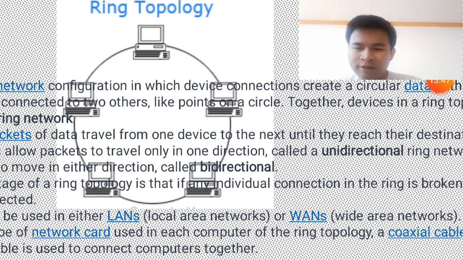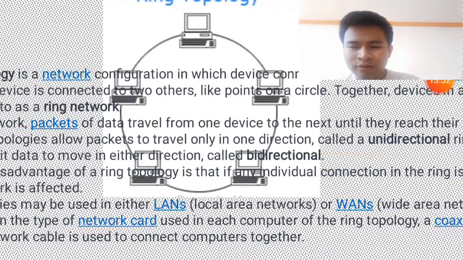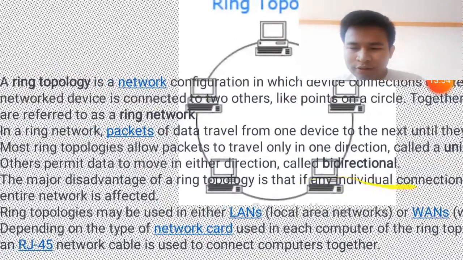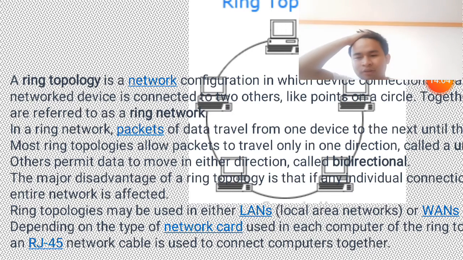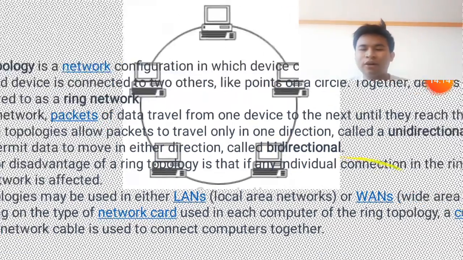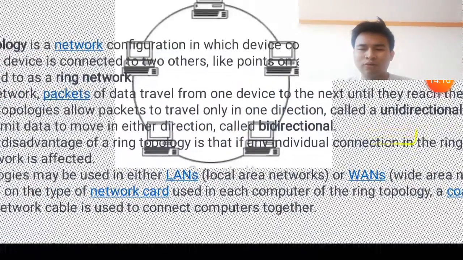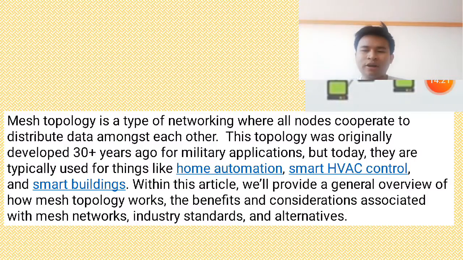This is called one direction only, a unidirectional ring network, as you can see in this description of the topology. The other permits data to move in either direction, and they call it bidirectional. So with this bidirectional, if you cut one wire, it's not going to work. Ring topologies may be used in local area networks, in short LANs, or in wide area networks, using coaxial cable and RJ45.